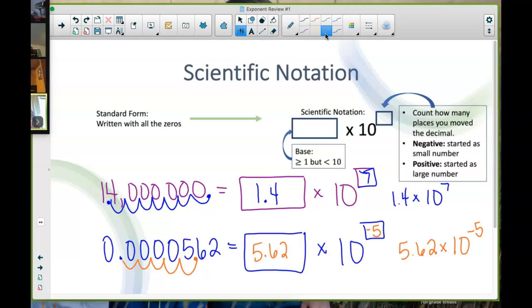Okay, so hopefully that helped you recall that scientific notation stuff.